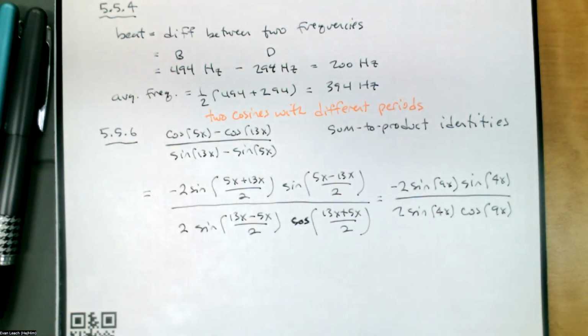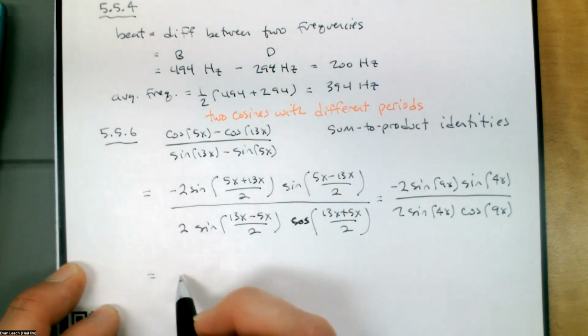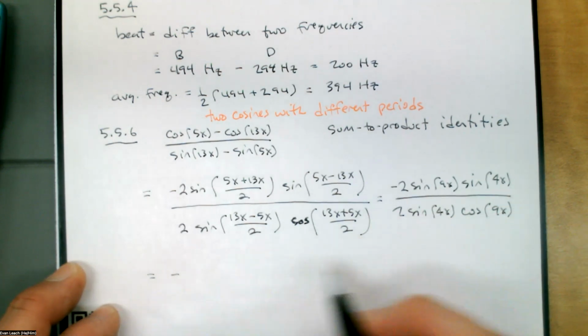And then a very convenient thing happens here in that the sine of 4x and then the sine of 4x cancels out in the numerator. Also, the 2's cancel out.